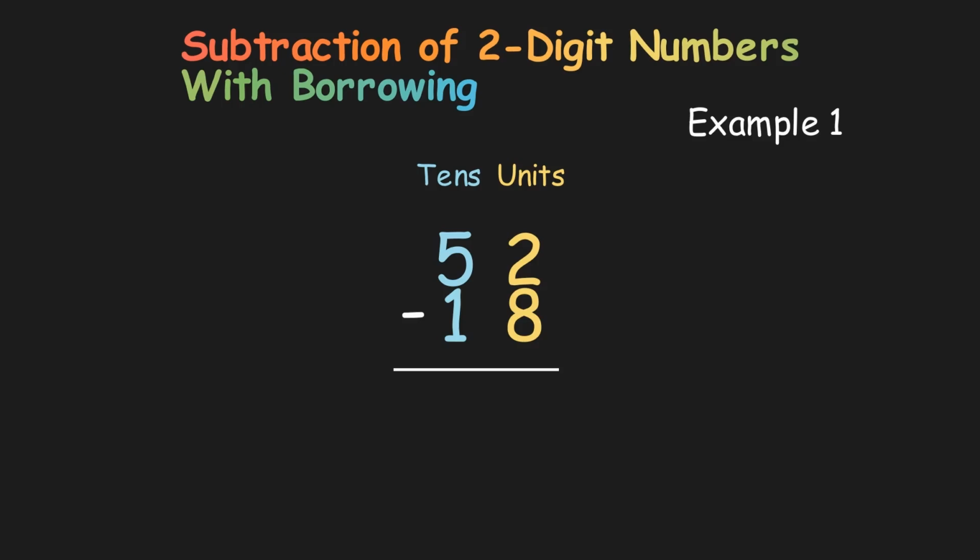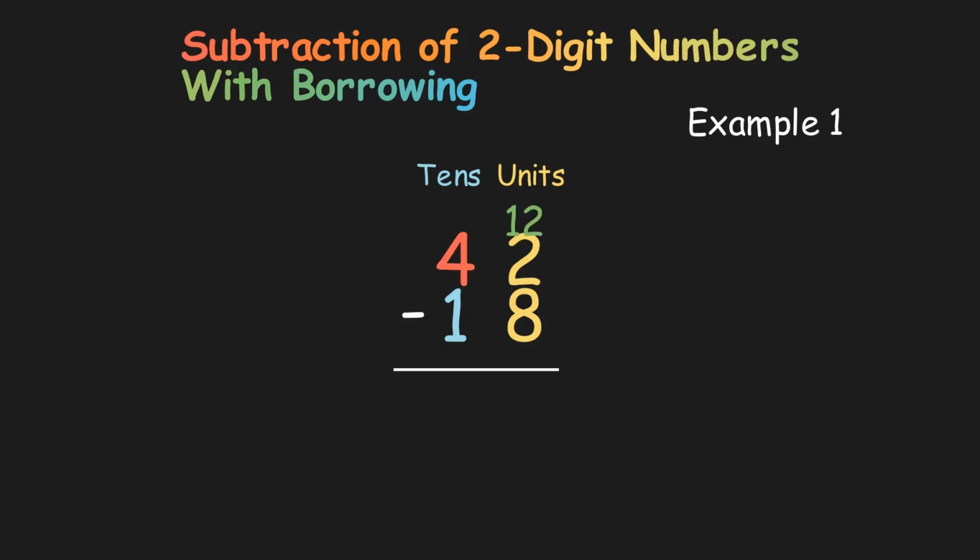Now, what happens when the number in the units column is smaller than the number we want to subtract? Let's look at this example. 52 minus 18. First, we line up the numbers correctly according to their place values. Tens under tens and units under units. We always begin from the units column. But here, we cannot subtract 8 from 2 because 2 is smaller than 8. So what do we do? We borrow 1 ten from the 5 tens. After borrowing, the 5 tens become 4 tens, and the 2 units become 12 units.